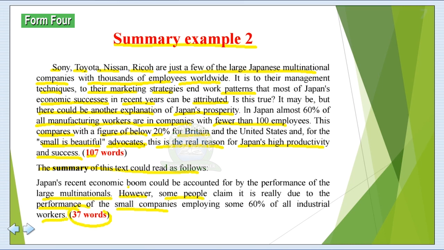So this is the summary of your long text. You have this one, 107 words, and this one, 37 words. So you are going to summarize like this one.